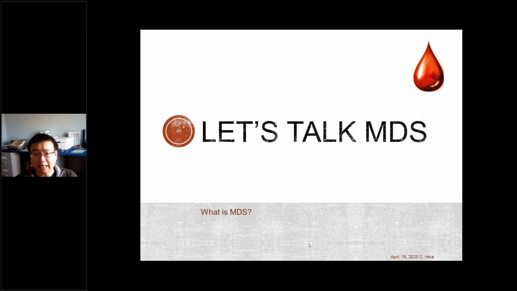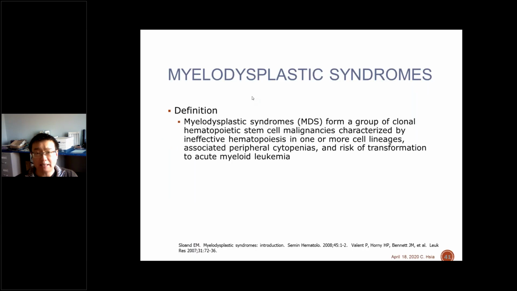So MDS is myelodysplastic syndromes, it's plural. And this is the technical definition. So don't get too hung up about this. I'll try and explain it. Myelodysplastic syndromes form a group of clonal hematopoietic stem cell malignancies characterized by ineffective hematopoiesis in one or more cell lineages, associated peripheral cytopenias, and risk of transformation to acute myeloid leukemia. You might be scratching your heads, as all of our students would be scratching their heads as well.